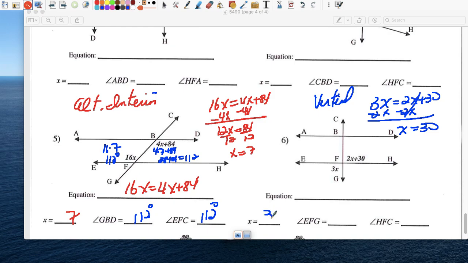So go back here. X equals 30. Let's plug it in. 3 times 30 is 90. And over here, 2 times 30 plus 30 is also 90. And they're equal to each other because they're vertical. Okay? That's that.